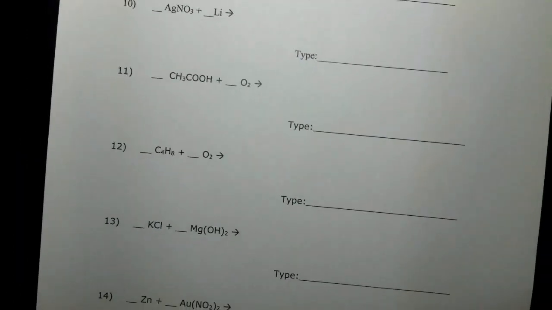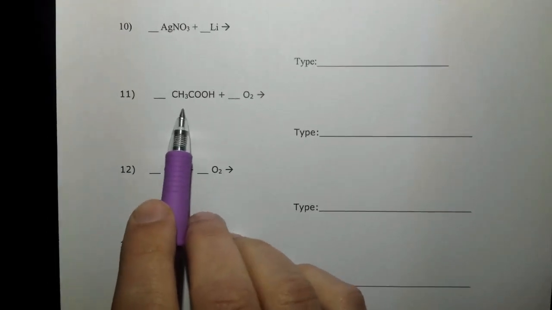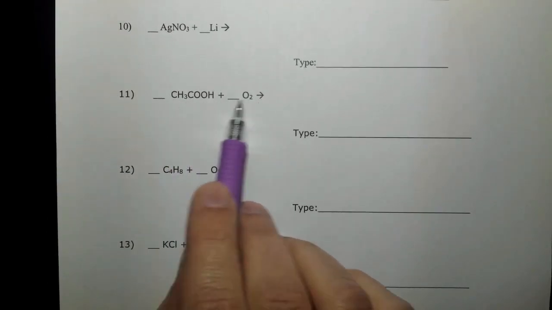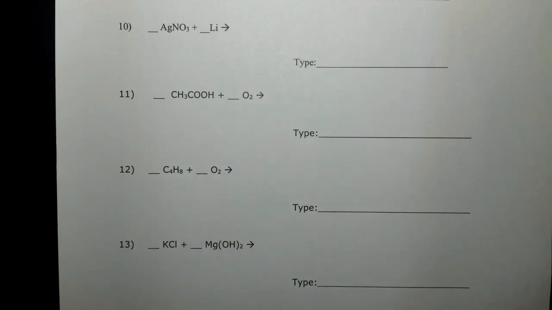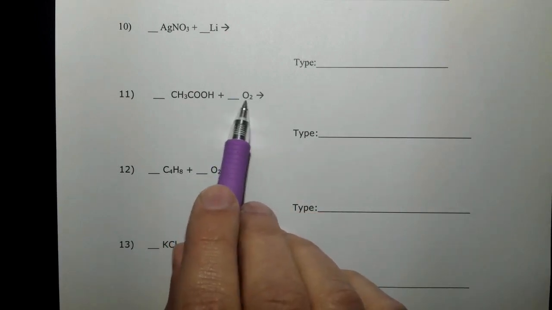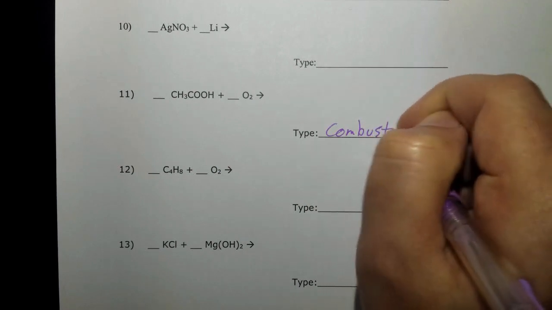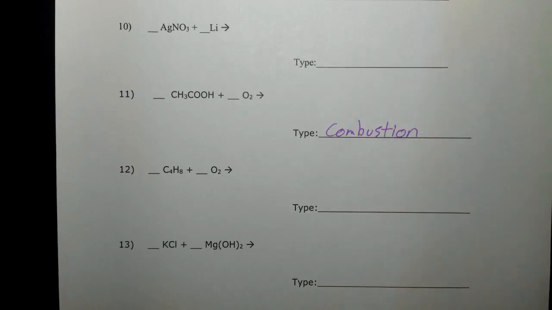Let's go find another one. Let's take a look at this one. What type of reaction is this? Combustion, because we have O2 on the reactant side. So, combustion reaction.